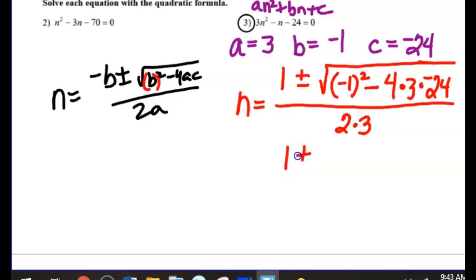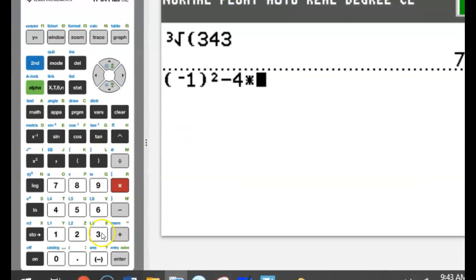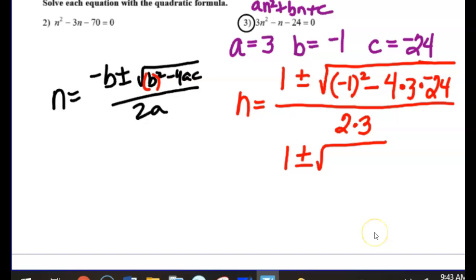All right, I want to do just what's underneath the radical first, because that's where the discriminant is. That's what's called the discriminant. So you're going to type -1 in parentheses with the squared on the outside, minus 4 times, I already forgot what the numbers were, 3 times -24. Everybody see how that goes? I got 289. How we doing? Anybody not getting 289, please grab your calculator and be typing.